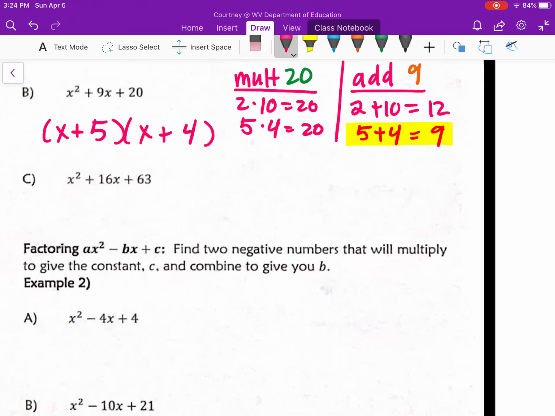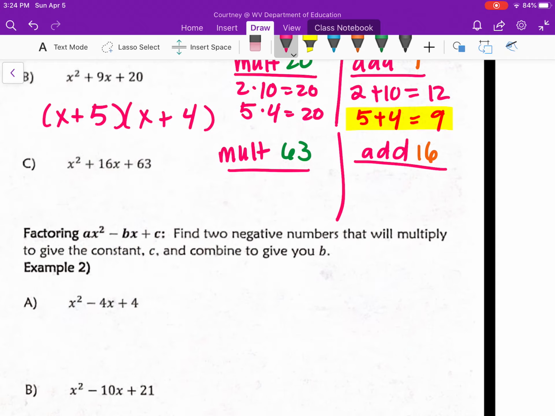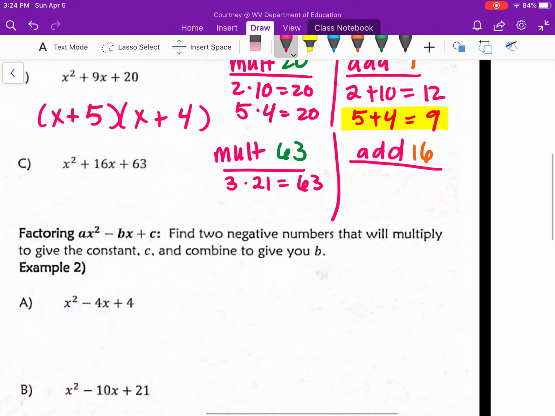Let's do part C. We have to have something that multiplies to get 63 and adds to get 16. Okay, so what multiplies to get 63? 3 and 21 gives us 63. And 9 and 7 multiplies to give us 63. But which two add to 16?